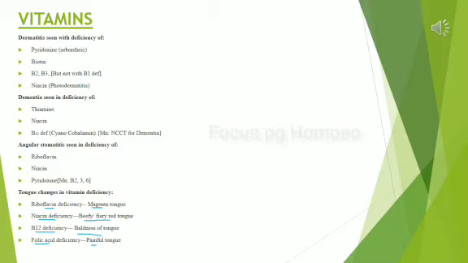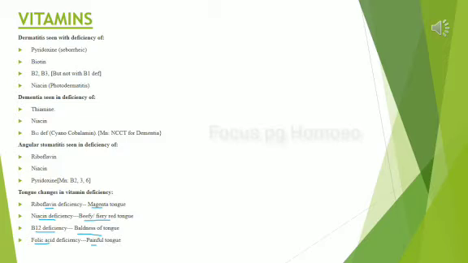Niacin produces photodermatitis. So the deficiency of these three vitamins will get dermatitis. So mnemonic here will be B2, B3, B6, B7, and biotin.